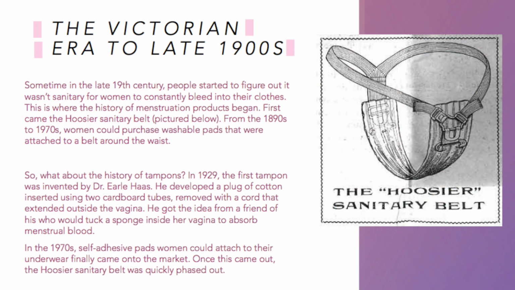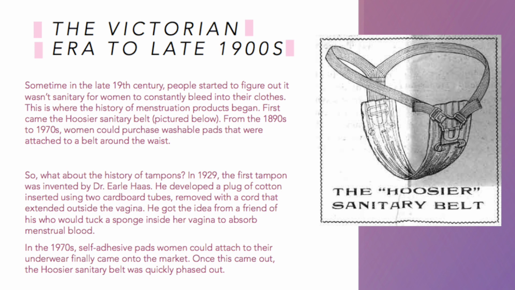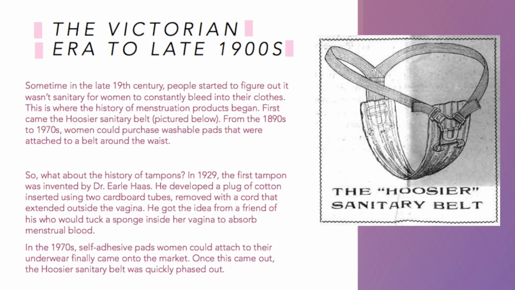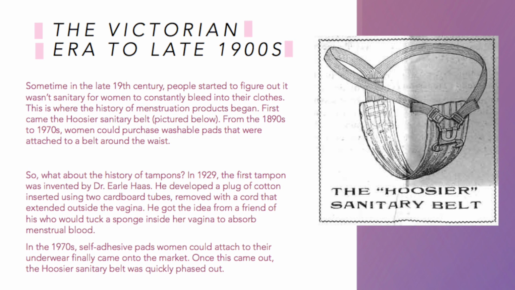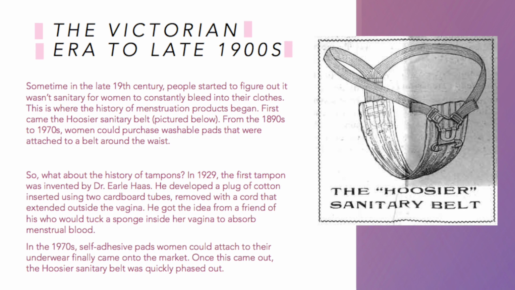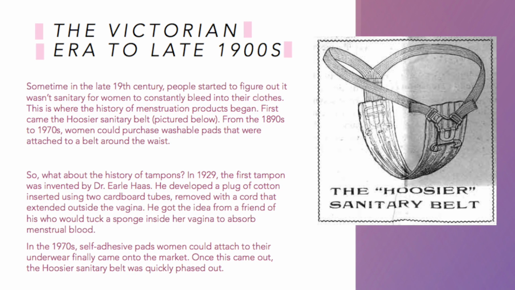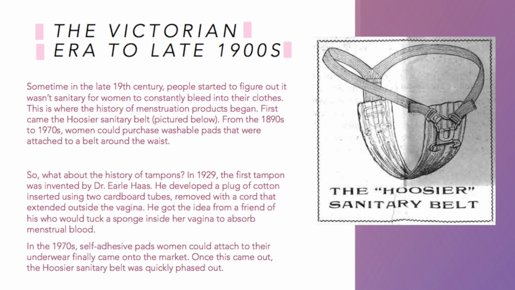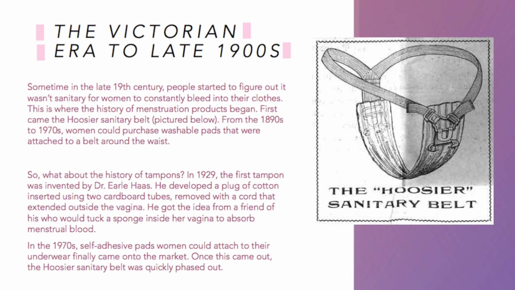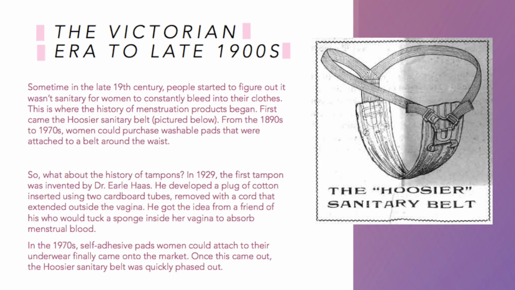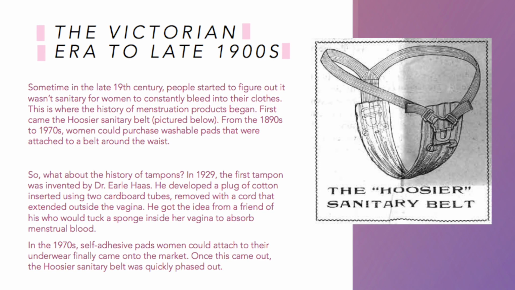Sometime in the late 19th century, people started to figure out it wasn't sanitary for women to constantly bleed into their clothes. This is where the history of menstruation products began. First came the Hoosier sanitary belt, from the 1890s to 1970s. Women could purchase washable pads that were attached to a belt around the waist.